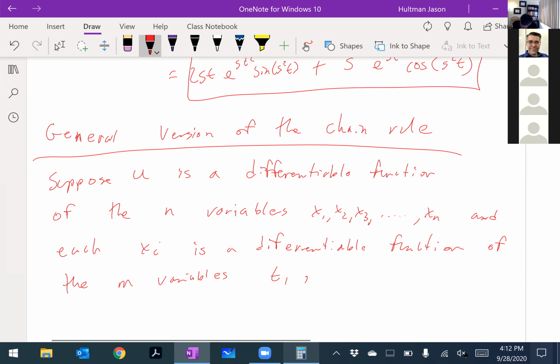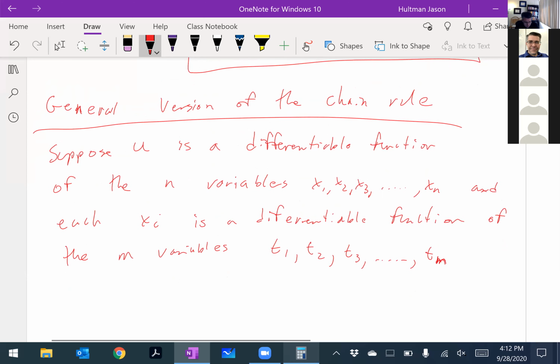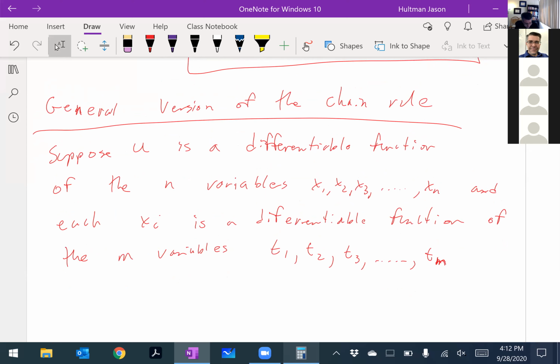t1, I don't know why they didn't use s here. I would have used s, but maybe s is reserved for something else. t1, t2, t3, all the way to tm, sorry, because m and n do not have to necessarily be the same. You don't have to have a 2 by 2, or you could have 3 by 2, or 7 by 5.